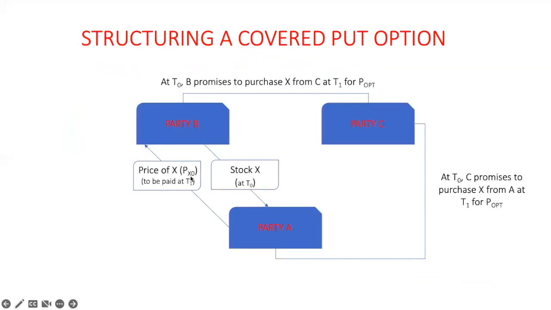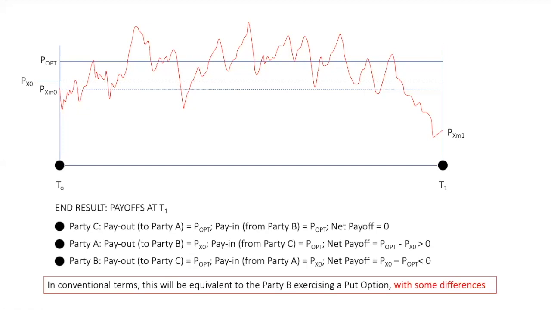Let me take you back here. This is the PX naught. This is P opt. P opt happens to be greater than PX naught. Hence, party A would be making some money out of this arrangement.